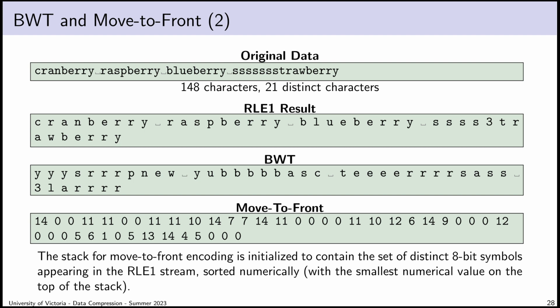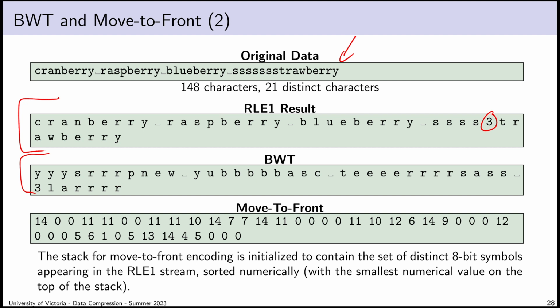I then take the BWT. One thing to observe, to hold on to for later, is that whatever set of symbols shows up in the RLE1 result, which could be a different set of symbols than was in the input, so there's one extra symbol in the RLE1 result, will be exactly the same set of symbols showing up in the BWT, because the BWT is a permutation of its input.